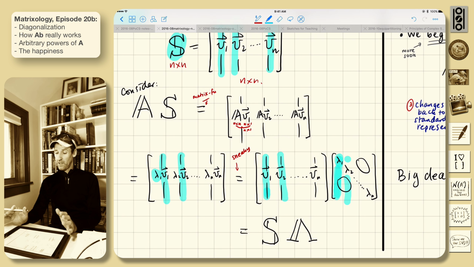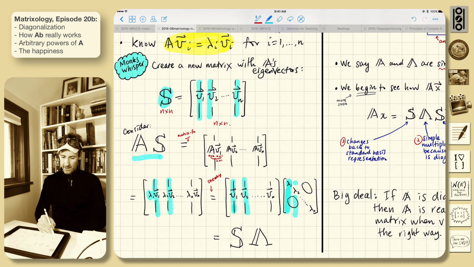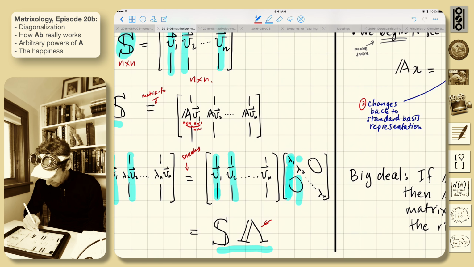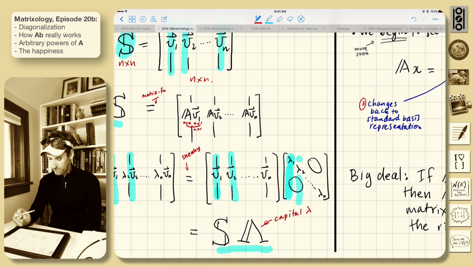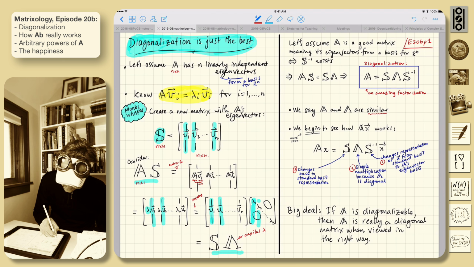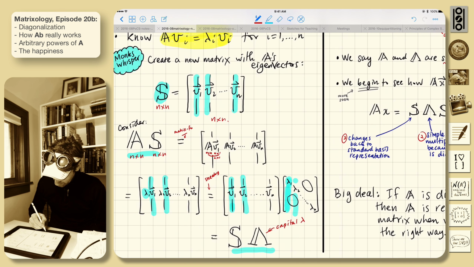Very nice. So we've done something very sneaky. We've gone from AS to S lambda. So this is now capital lambda, right? The Greeks are involved again. Capital lambda. We're trying to do the best we can. We have lambdas all over the place, but it's capital lambda. It's a matrix. It's n by n, right? So these are n by n, n by n, n by n, and this is a beautiful story.